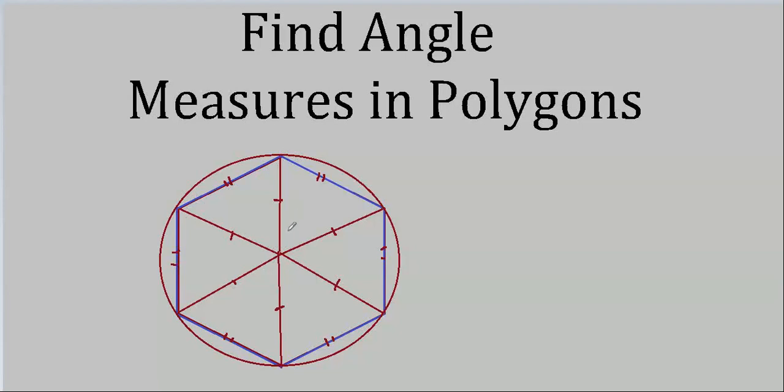These angles, well, let's see here, there's 1, 2, 3, 4, 5, 6 of them, and they're all congruent, so we just have to divide 360 by 6. And that gives us 60 degrees for these angles here. Each of these is 60 degrees. That doesn't tell us what these are. It just tells us that this is 60.